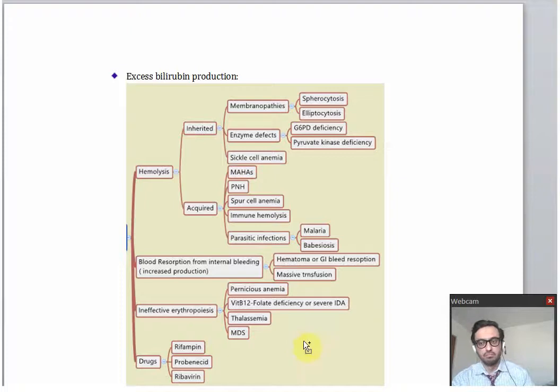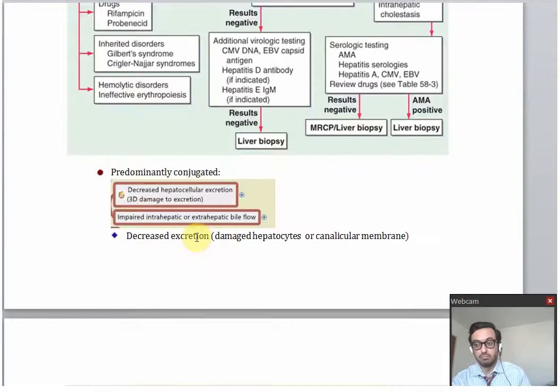Well, you have all the differential diagnoses of hemolytic anemias. Inherited hemolytic anemias are due to membranopathies, enzymopathies, and hemoglobinopathies. Examples are G6PD deficiency or pyruvate kinase deficiency, spherocytosis, elliptocytosis, or sickle cell anemia. And finally, we have acquired non-inherited hemolytic causes, including MAHAs, paroxysmal nocturnal hemoglobinuria, immune hemolytic diseases, and parasitic infection. Always remember malaria and babesia are associated with acquired hemolysis. This takes care of the unconjugated hyperbilirubinemia.